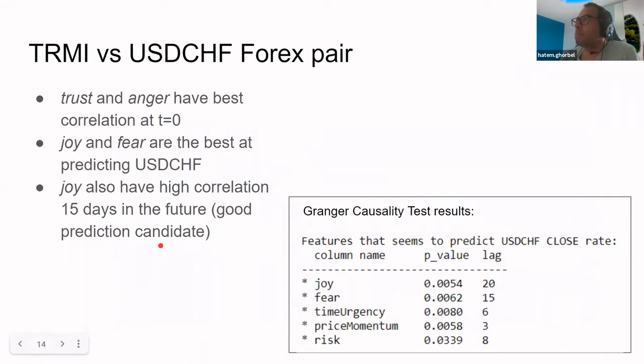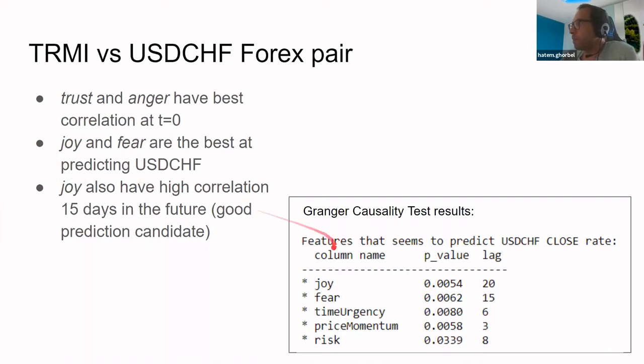After that, we made some correlation study, using the Granger causality test, and we tried to find which features from the TRMI data are correlated with the price of the USD Swiss franc pair. As you can see, we have made different correlations: a correlation at T0, and then we introduced some lags of some days between the price of the forex and the TRMI data.